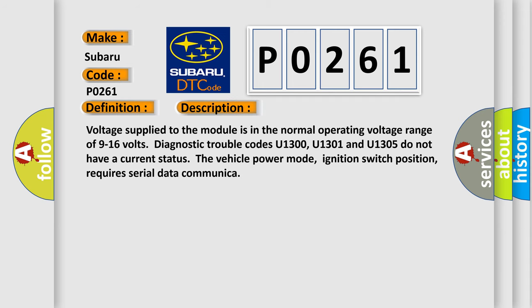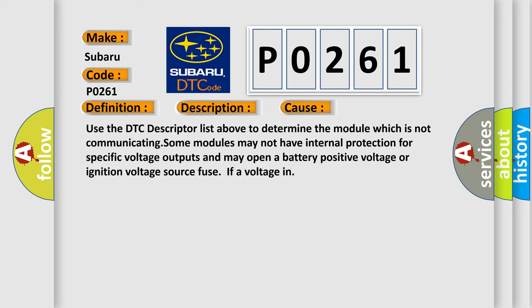Voltage supplied to the module is in the normal operating voltage range of 9 to 16 volts. Diagnostic trouble codes U1300, U1301 and U1305 do not have a current status. The vehicle power mode, ignition switch position, requires serial data communication. This diagnostic error occurs most often in these cases. Use the DTC descriptor list above to determine the module which is not communicating. Some modules may not have internal protection for specific voltage outputs and may open a battery positive voltage or ignition voltage source fuse if a voltage is applied.